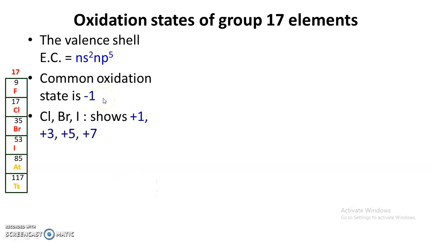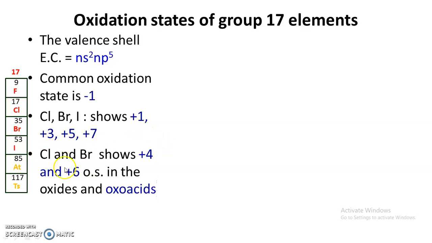In addition to the -1 oxidation state, chlorine, bromine and iodine show positive oxidation states also, that is +1, +3, +4 and +7. Chlorine and bromine show +4 and +7 oxidation states in oxides and oxoacids, whereas fluorine shows only the -1 oxidation state. The reason is that in fluorine the d orbital is absent and its electronegativity is very high, and because of this its only stable oxidation state is -1.